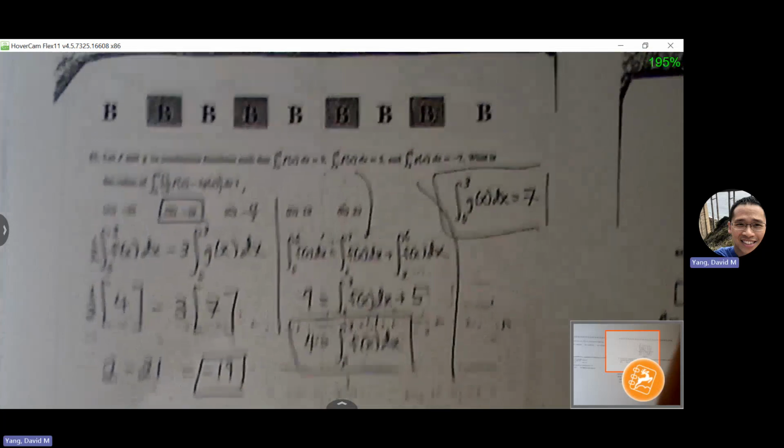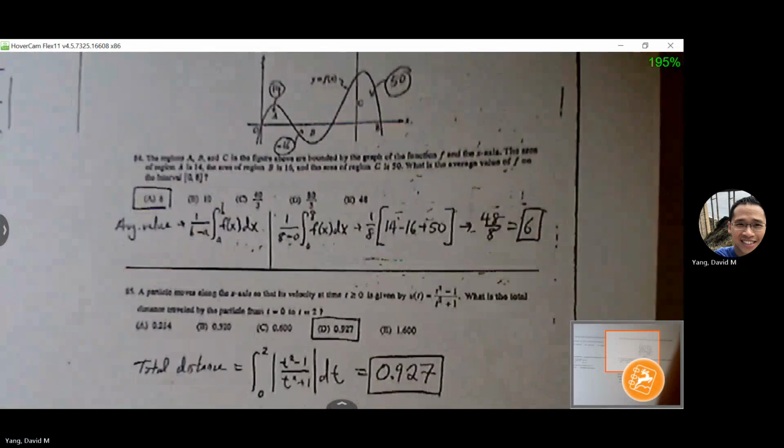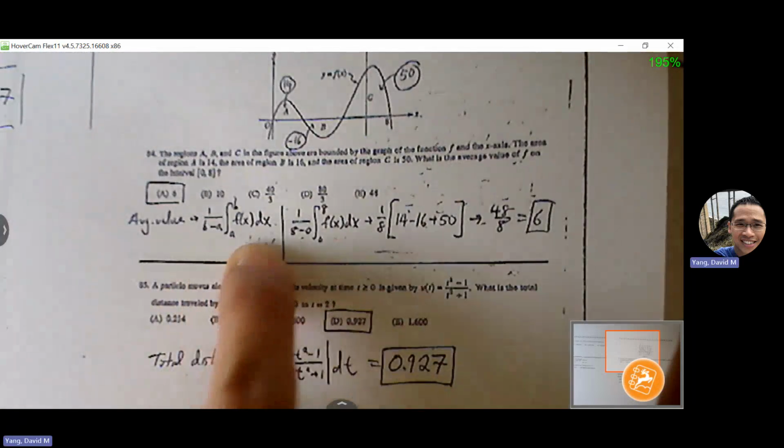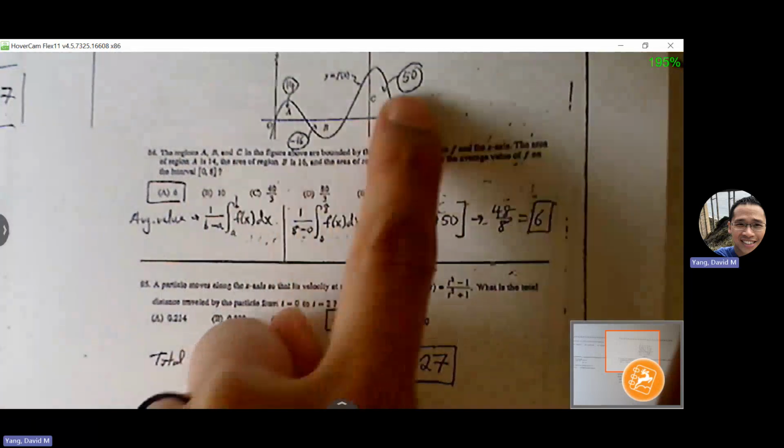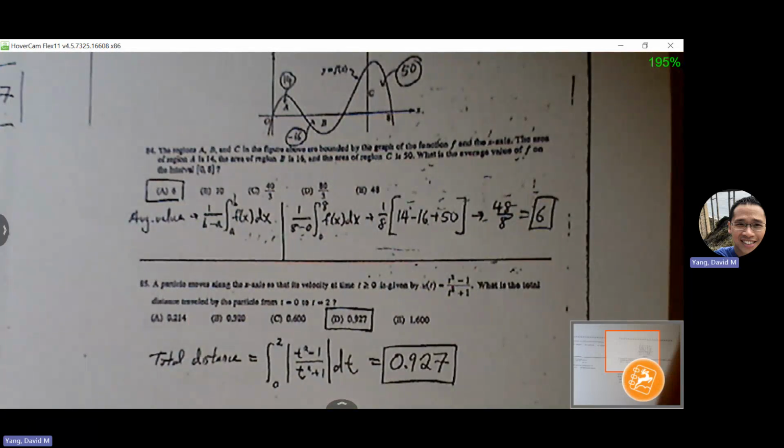Okay, 84, 85, let's see. 84 is average value theorem. So we just have to go through, set up our formula, and then the integral from 0 to 8. We have the areas, just have to make sure we adjust for the signs. Above the x-axis is going to give us positive displacement. Below it's going to give us a negative displacement. So 14 minus 16 plus 50, go through average value theorem, divide that by 8.